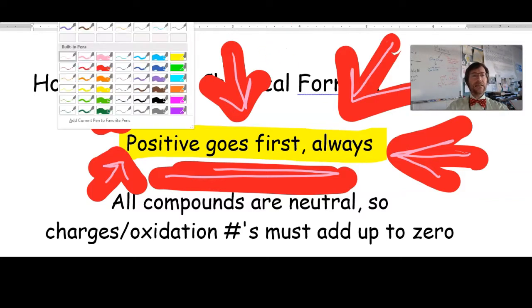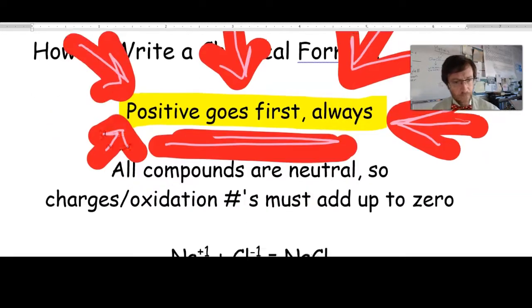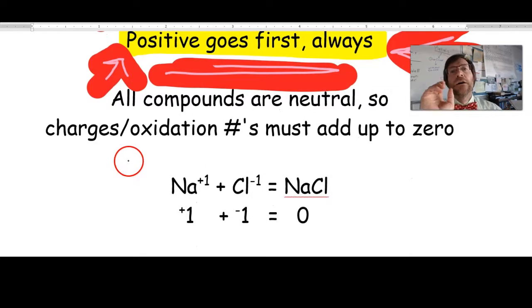So let's move on here. Let's pick a nice color. Let's do brown. Okay. So first thing we need to know is that it is always positive and then negative. Positive is always first no matter what.